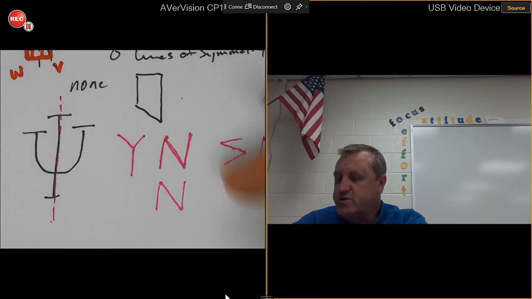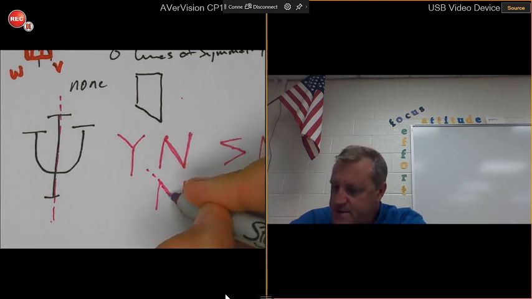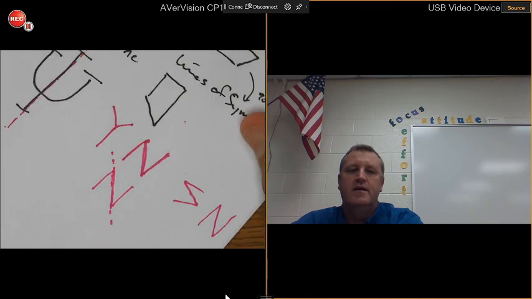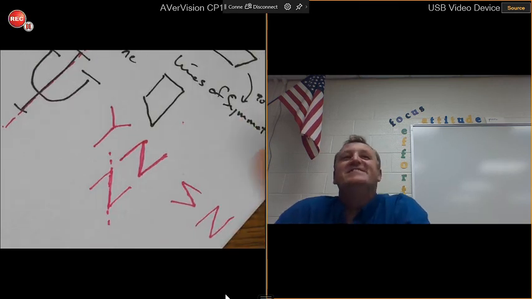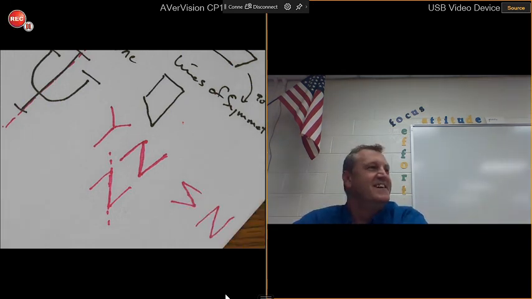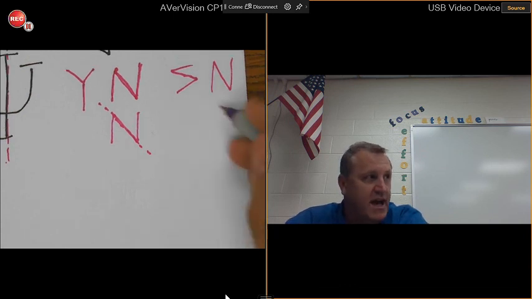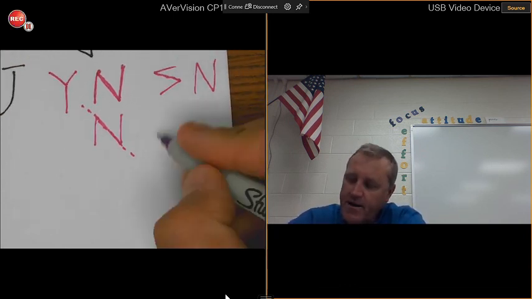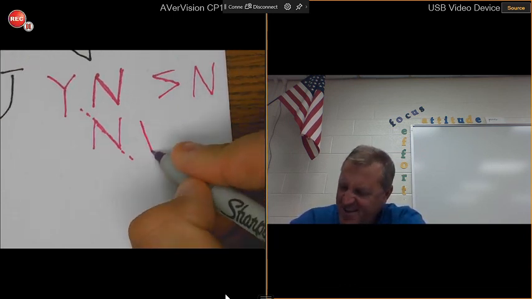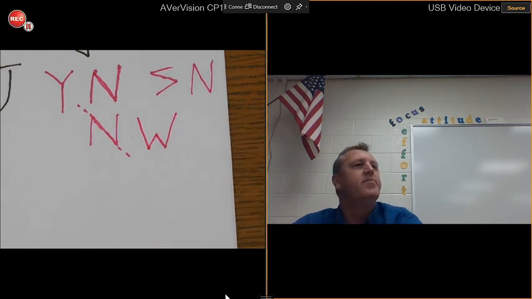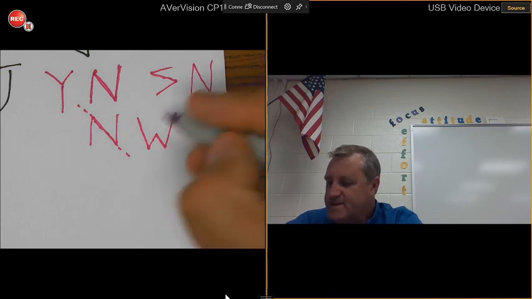Okay. How about line? Anybody got a line symmetry? What if we did the line like this? Would that work? No. It kind of seems like it should, but it doesn't. Okay. So sometimes it just takes some investigating and looking at all. What about the letter W? I see a line.